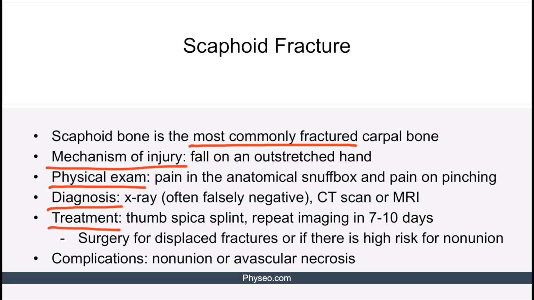Surgery with open reduction and internal fixation is typically reserved for displaced fractures or if there is high risk for non-union, which is one of the most common complications of scaphoid fracture. Because of the poor blood supply to the scaphoid bone, scaphoid fractures can also be complicated by avascular necrosis.